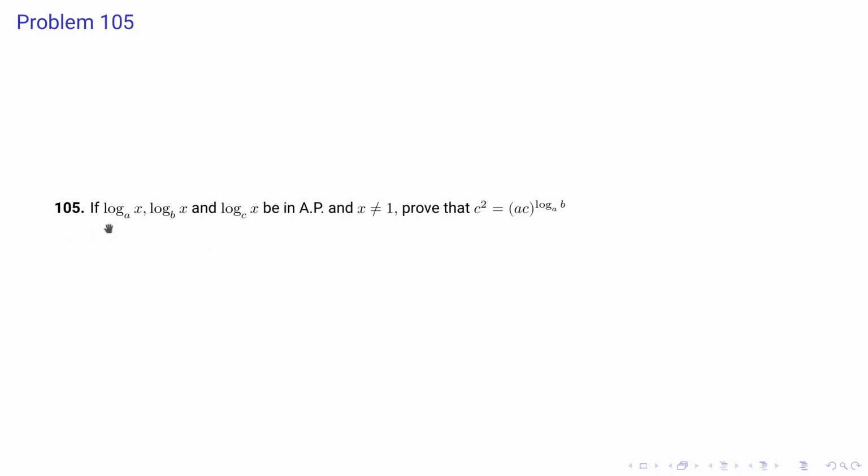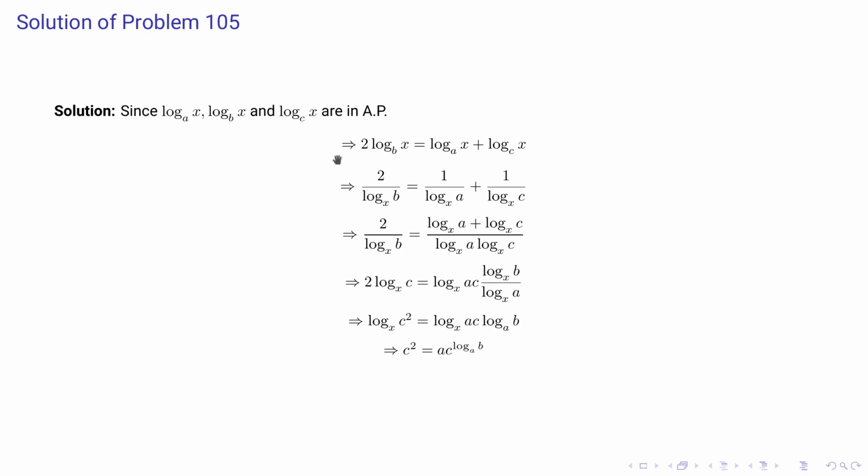Problem 105 says that if log of x with base a, log of x with base b and log of x with base c are in AP and x is not equal to 1, prove that c square is equal to (ac) to the power log of b with base a. So since they are in AP, we can write that 2 into log of x with base b is equal to log of x with base a plus log of x with base c.